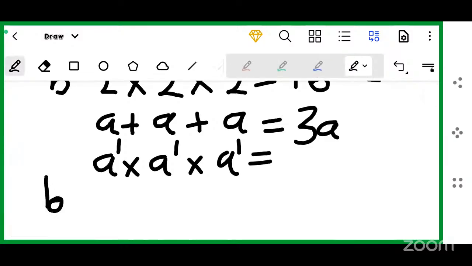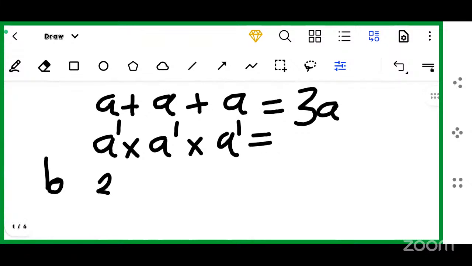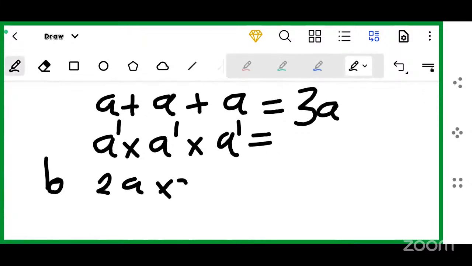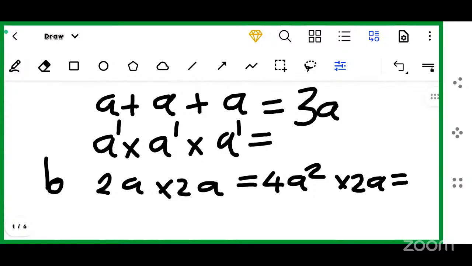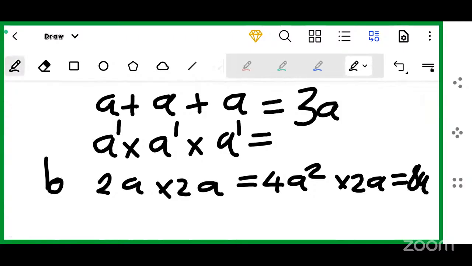It's 2A times 2A equals 4A to the power 2. Then you multiply 4A to the power 2 by 2A to the power 1. And then it gives you 8A to the power 3. Okay, you are very fast. So you said 2A times 2A is equal to 4A to the power of 2, and you said multiply by 2A, and the answer is 8A to the power of 3. Okay, so let me just write it here. So it's 8A to the power of 3. Okay, and then carry on.